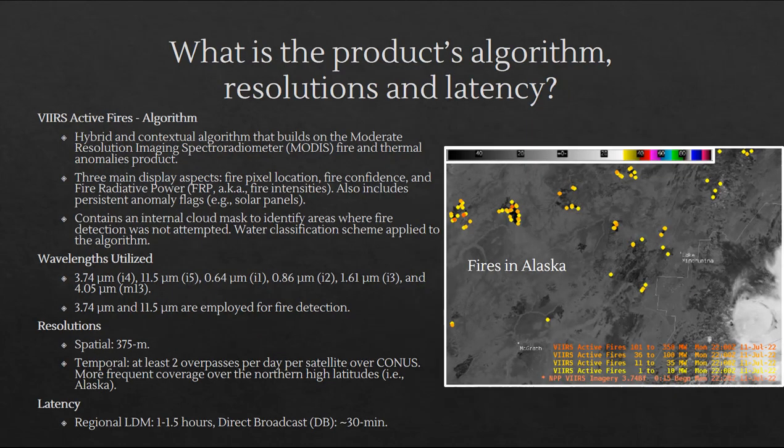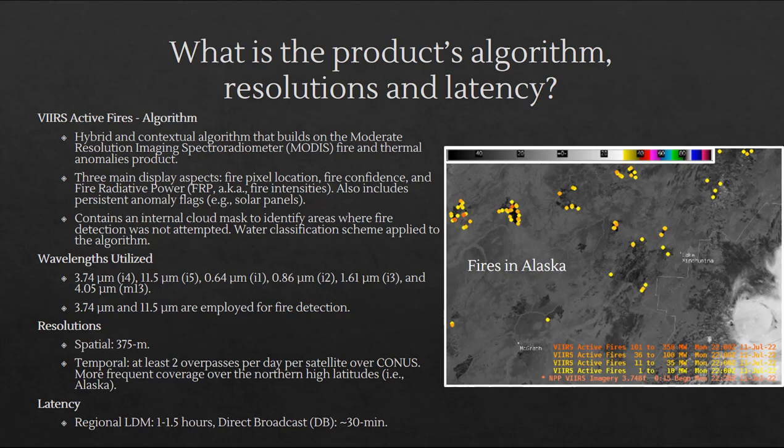Can you tell me more about the product itself? Yes. Now, the VIIRS Active Fires product algorithm is complex. However, here are the main highlights. The product has a hybrid and contextual algorithm that builds on the MODIS Fire and Thermal Anomalies product that has 3 main display aspects: fire pixel location, fire confidence, and fire intensity, or FRP. The product also includes persistent anomaly flags, such as solar panels.